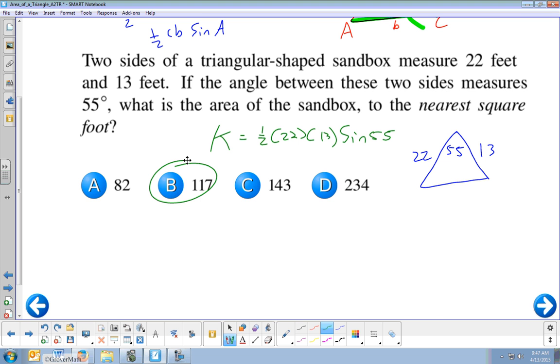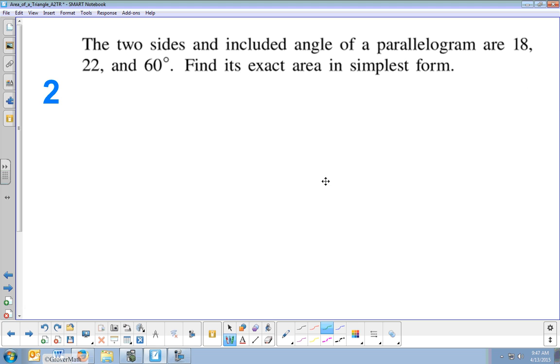Let me do a couple more quick examples for you. That's our reference sheet. Two sides and included angle of a parallelogram are 18, 22, and 60. First of all, if I draw this picture, here's my parallelogram, and my sides measure 18 and 22. What I know about a parallelogram is that the opposite sides are equal, so this is also 18 and this is also 22. And the included angle is 60 degrees. Let me change colors for the angle. This is 60 degrees, and I know this is also 60 degrees.